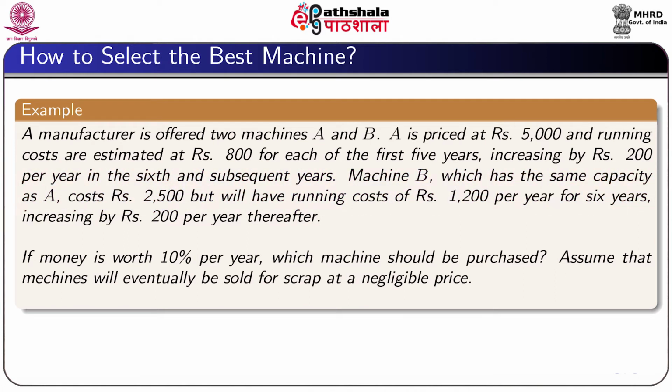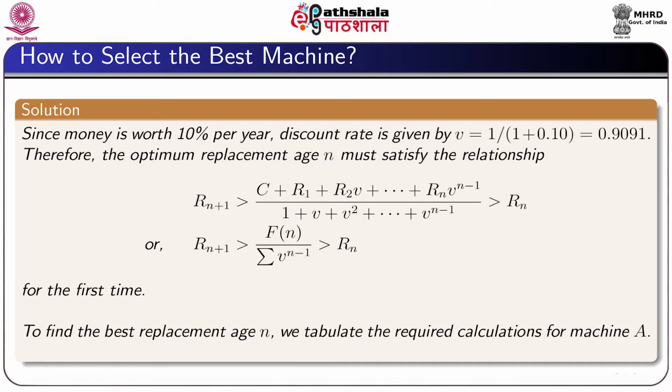If money is worth 10% per year, the problem is which machine should he purchase. Assume that machines will eventually be sold for scrap at a negligible price. Since money is worth 10% per year, the discount rate V is equal to 1 by 1 plus 0.1, which is equal to 0.9091.